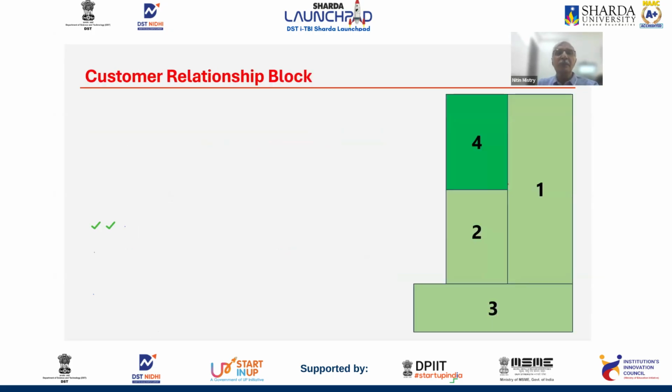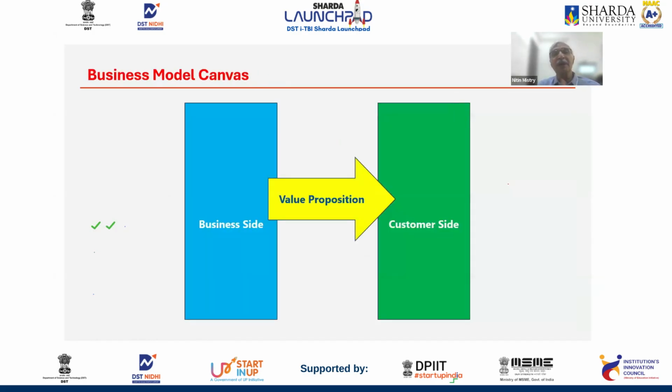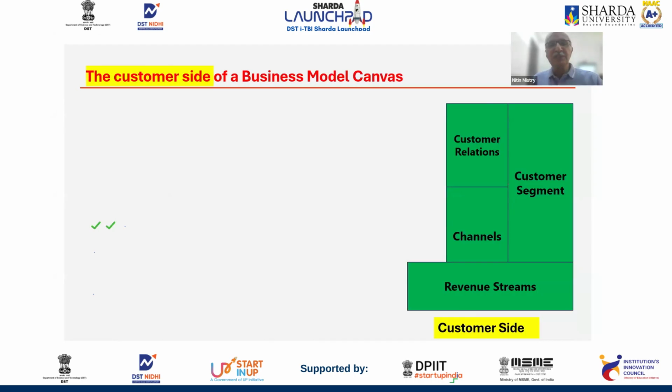So now the block number 4, we put it over here, it becomes a customer. So we have almost finished half, the customer side is almost completed, right? So we have a customer side, we have a business side, now the value side. So the customer side is already finished, right? So now we label it: customer segment, channels, customer relations, revenue streams become the customer side of it, right?